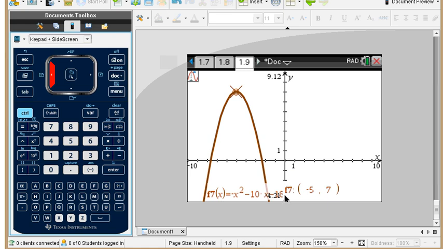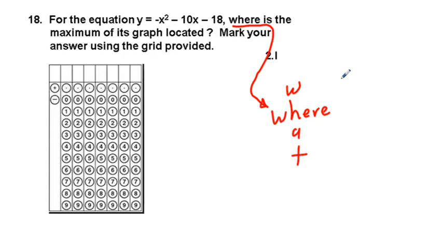Well, the where, and we have negative 5 comma 7. The where is the x value. The what is going to be the y value. So what is our correct answer? Saw quite a few papers with 7 written in. Our answer is going to be negative 5. And so we're going to have to fill in our negative bubble over here, and then write in 5, and then bubble in 5 below. That's it.